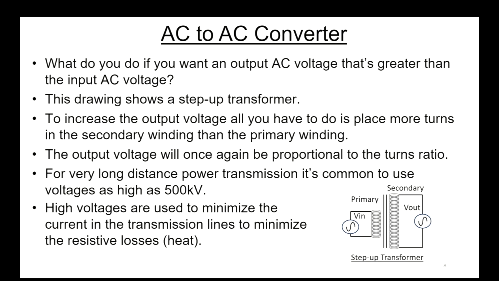Now, for very long distance power transmission, we're talking a couple hundred miles, it's common to use voltages as high as 500 kilovolts, very, very high voltages. Those high voltages are used so that the current that they're transmitting can be very small. We want to keep those currents small because currents cause resistive heating in your power lines, or losses.